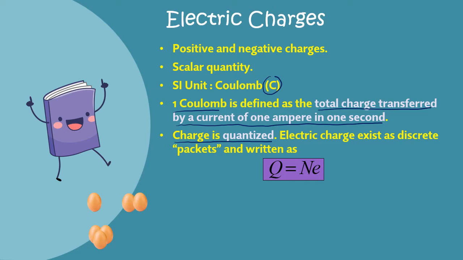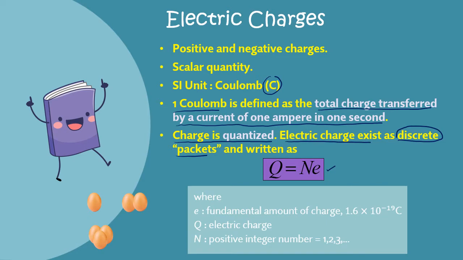So, electric charge exists as discrete packets and is written as Q equal to NE, where e is the fundamental amount of charge, which is 1.6 times 10 to the power of negative 19 coulomb. Capital Q is the electric charge, and capital N is a positive integer, 1, 2, 3, and so on.